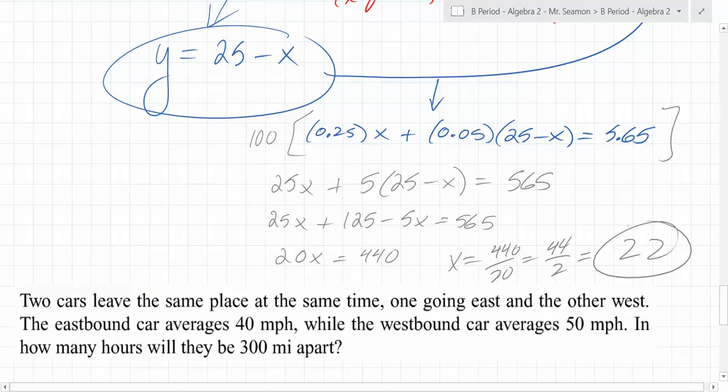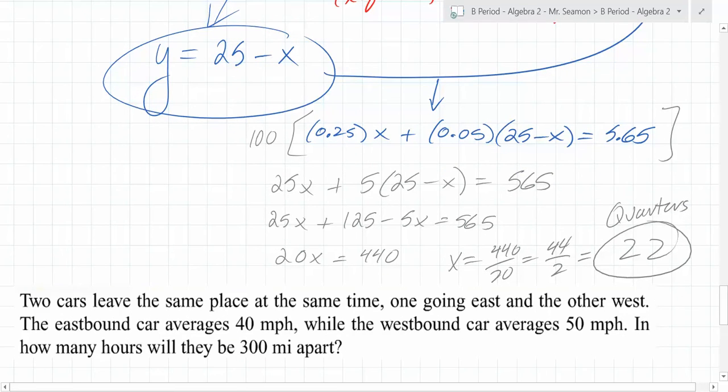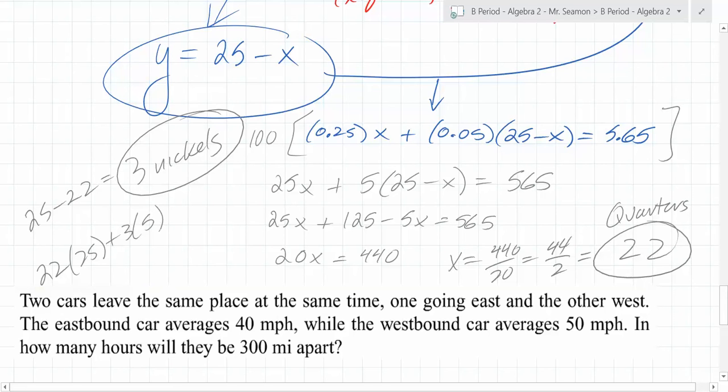So if that's the number of quarters, how do we figure out the number of nickels? 25, right? So we think it's going to be 25 minus 22 equals how many nickels? So how do we check to see if this is the correct answer? Yeah, 22 times 25 plus 3 times 5. What's 22 times 25? Can anybody do that? Someone do it for me. 550 plus 15 is 565. Woo! Nice. 22.